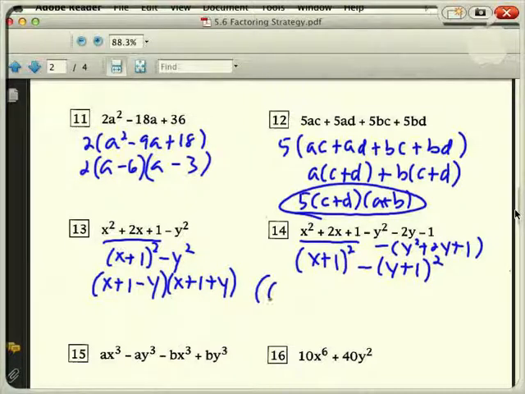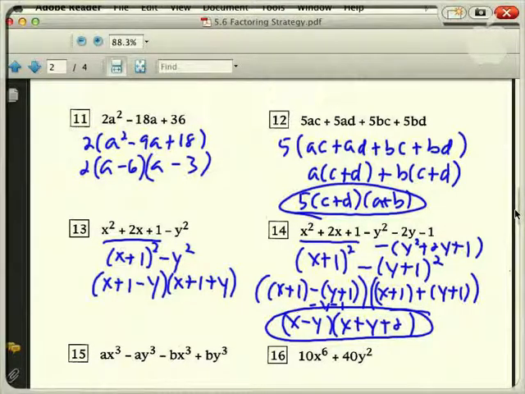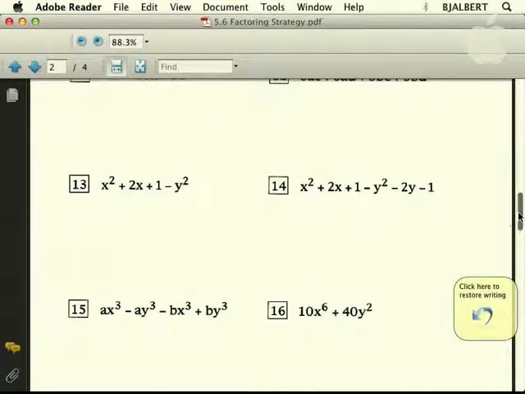So it will go x plus 1 minus y plus 1 times x plus 1 plus y plus 1. Well, that can be simplified. See, we're going to have minus y minus 1. The 1 disappears over there, so we'll have x minus y times, and the other one, x plus y plus 2. Number 15.